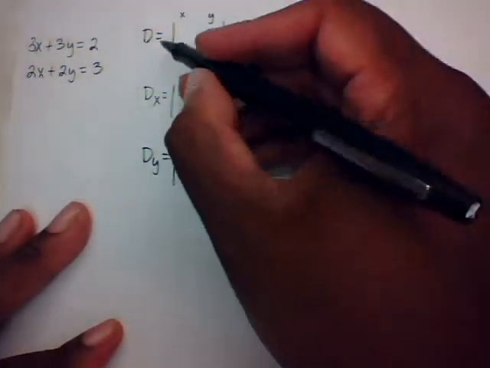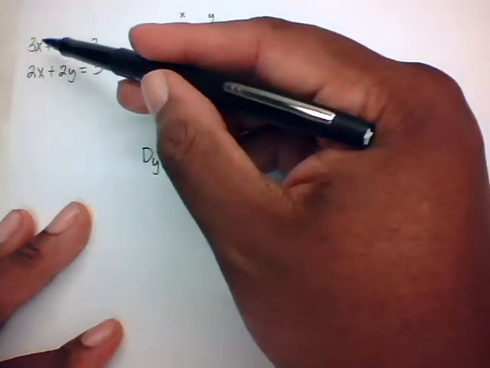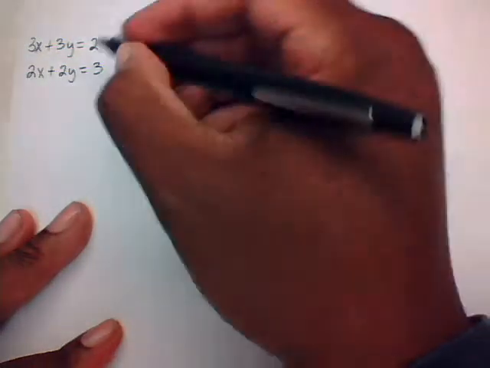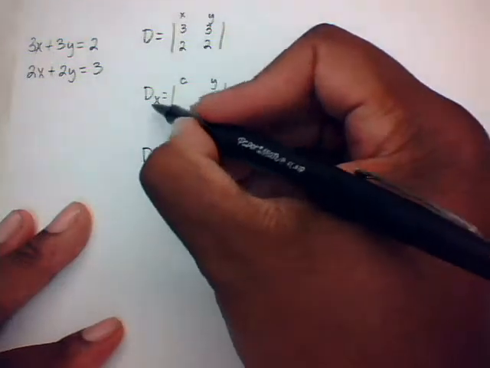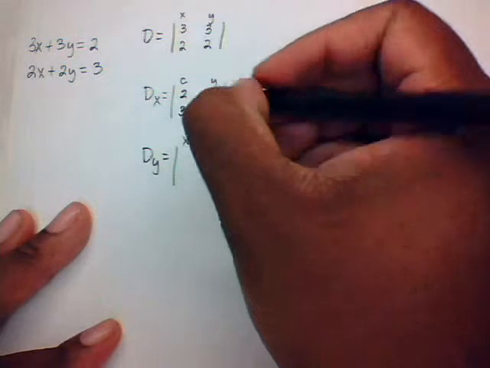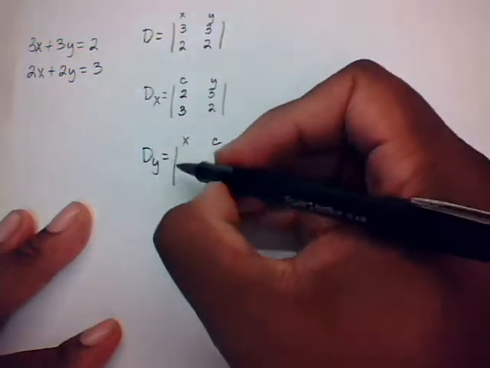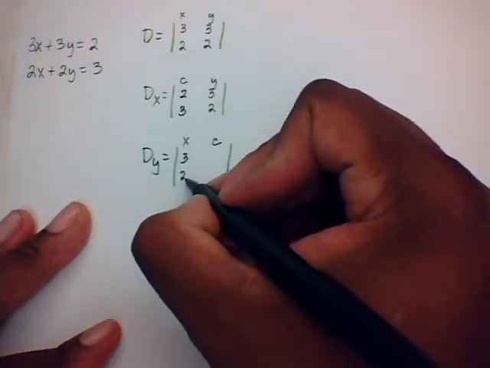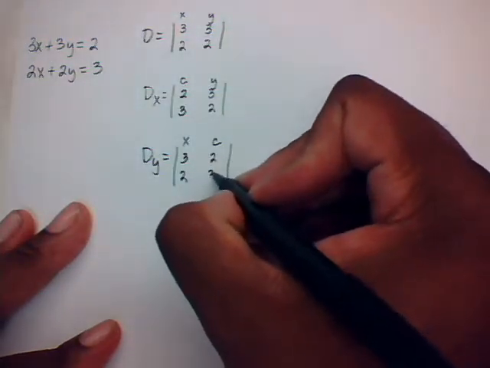Okay? Let's start off with the D matrix. The coefficients of x are 3 and 2. The coefficients for your y's are 3 and 2. For D sub x, the x coefficients are going to be replaced with the constants 2 and 3, and for the y's, it's still 3 and 2. And then D sub y, your x's are 3 and 2, but the y's will be replaced with 2 and 3.